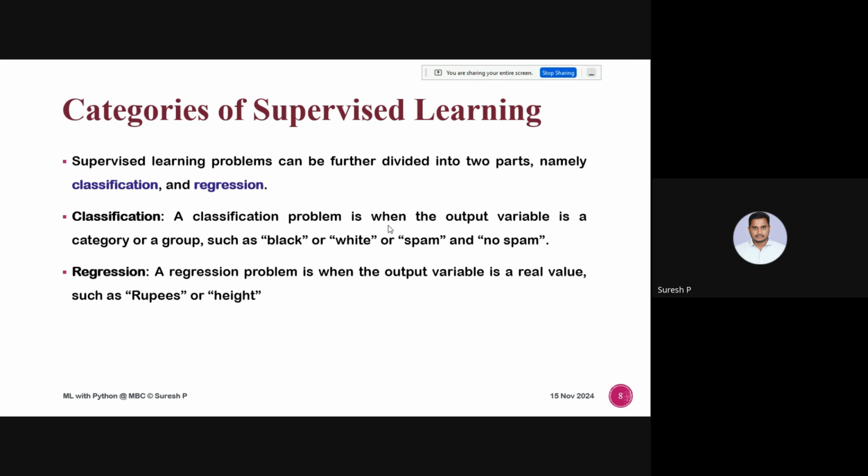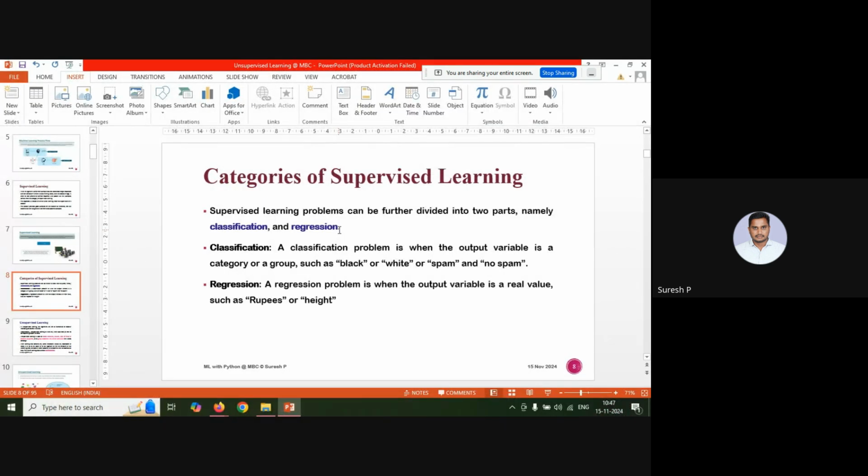If you want an output variable as a real value, like rupees or height or house rent, or if you want to predict the number of patients suffered by COVID, then in such situations you can use this one.